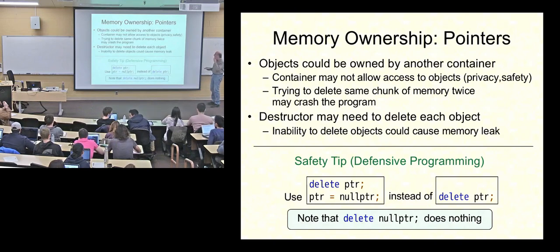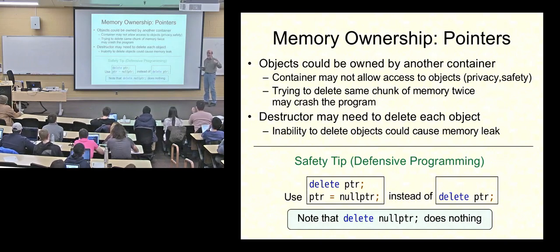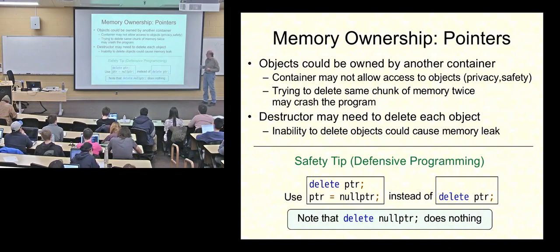All right, so when we have memory ownership, objects could be owned by another container. So that's fine, but we've got to make sure that the access is correct. So for privacy and safety, if I own something, I control the access to it. I don't want other people looking at it except in ways that I allow them to. So we don't want to allow double deletes, etc. So the destructor should be deleting each object and cleaning up after things and not having memory leaks.